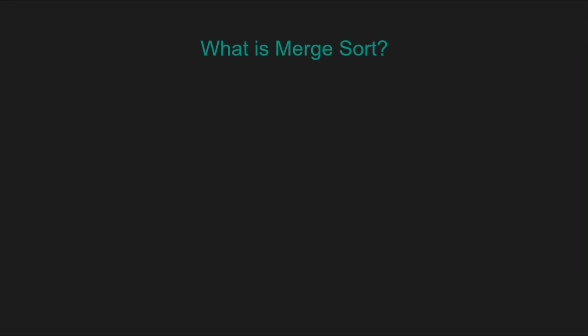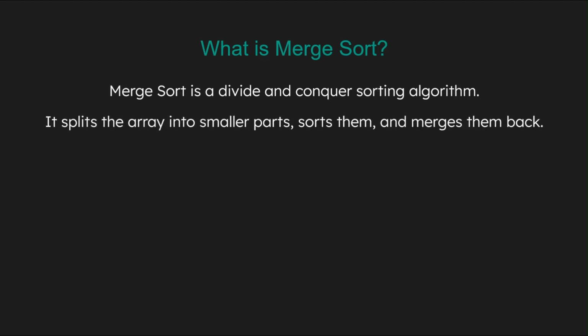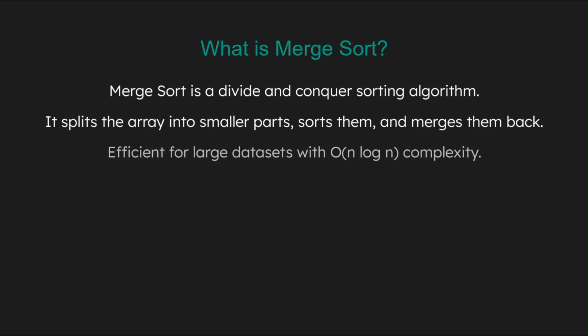Merge sort is a powerful and efficient sorting algorithm. It works by dividing an array into smaller parts and sorting them, then merging them back in correct order. The key idea here is recursion and breaking down a bigger problem into smaller, manageable ones. The time complexity remains order of n log n, making it efficient for larger data sets.